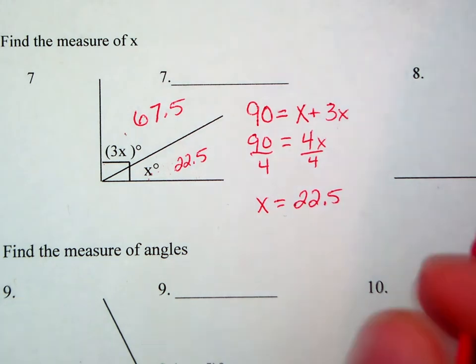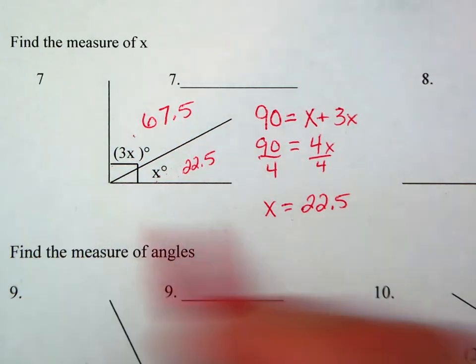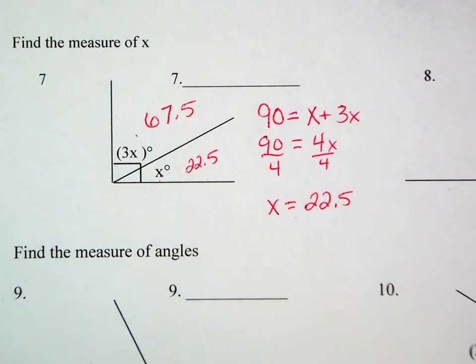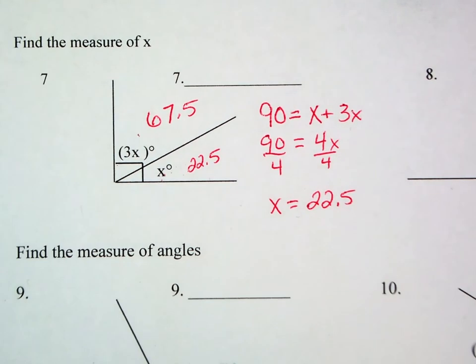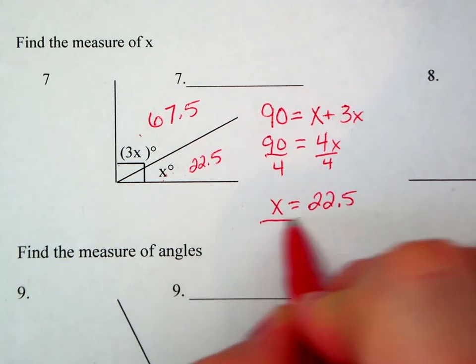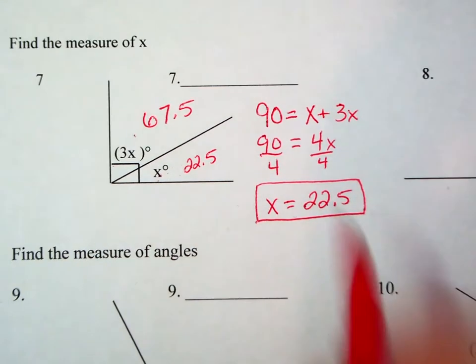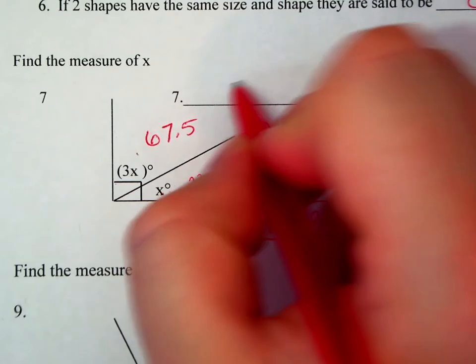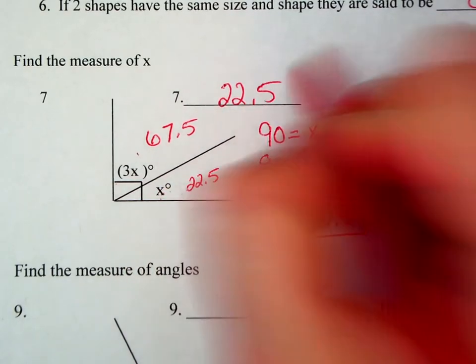Now this was a lot of review to show you how to completely solve for angle measures, but remember our question only asked us to find the measure of x. We did that down here, so our solution for this problem would have been 22.5.